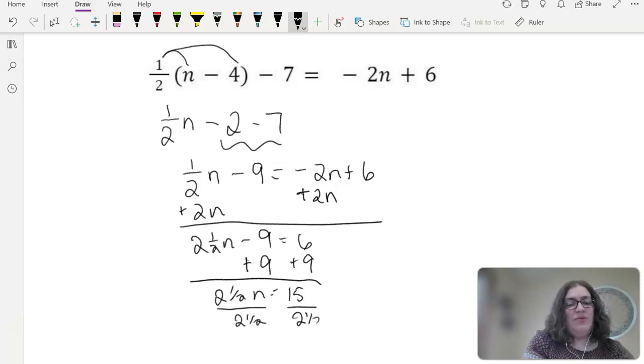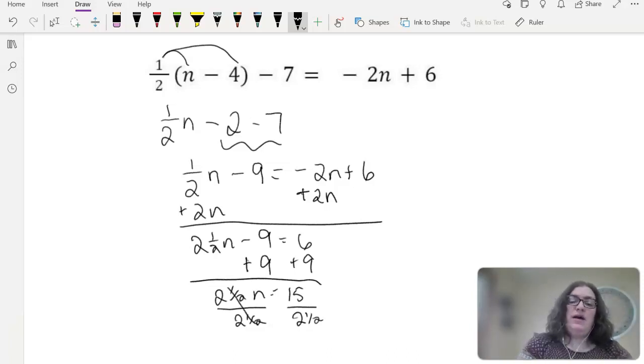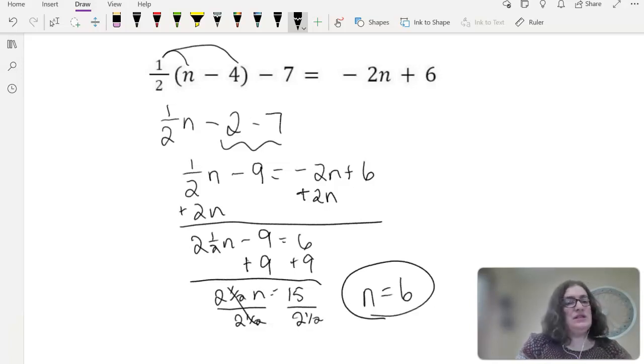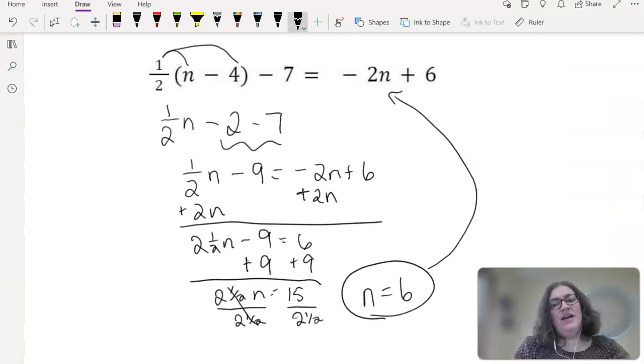Divide by 2.5. Guys, is it okay to write it as 2.5 at this point? As long as our decimal is not a repeating decimal or not a decimal that never ends, we can absolutely write it. If it's something that becomes a nice decimal, then we can absolutely write it as a decimal. And so when we divide, we now get n is equal to 6 in this case. And just like before, I can come back up here and plug that in to check if I want to make sure that I've got that answer correct.